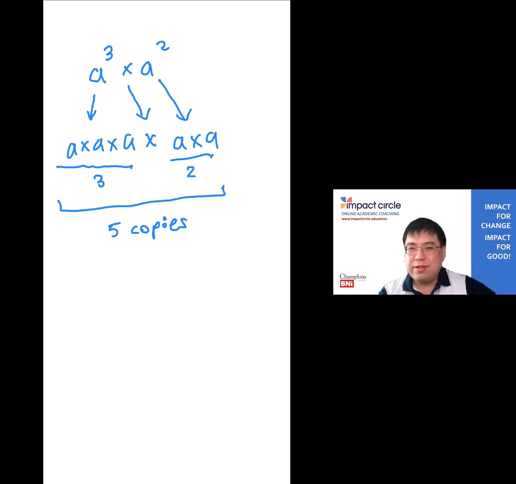And therefore, this is the same as saying a to the power of 5. All right? The common mistake is that you choose to multiply the powers instead of adding them up, right? But if you think carefully, because you have 3 copies on the left and 2 copies on the right, the total number of copies is actually 5 copies. So there you have it: a to the m multiplied by a to the n equals a to the m plus n.